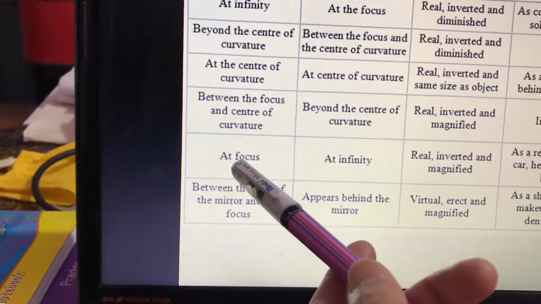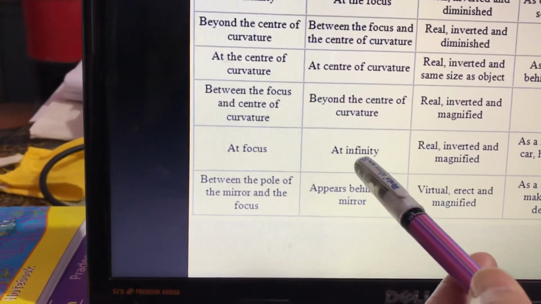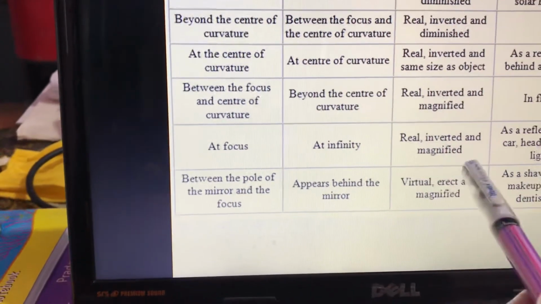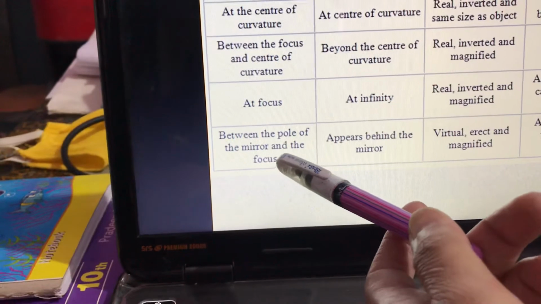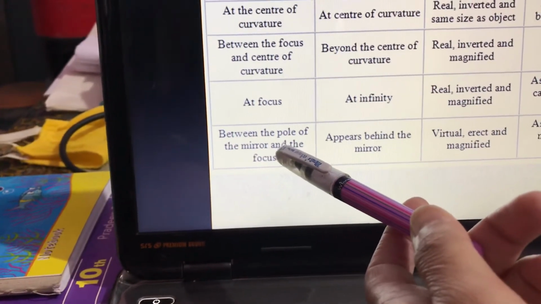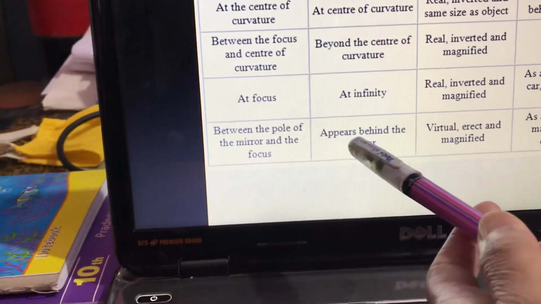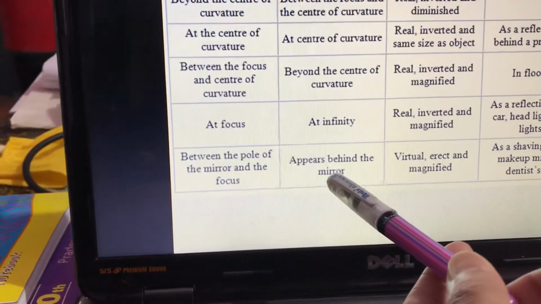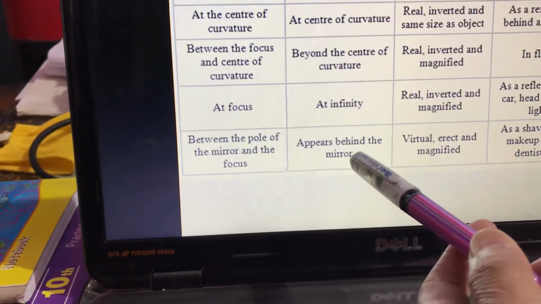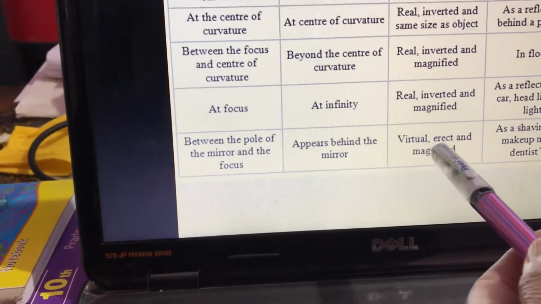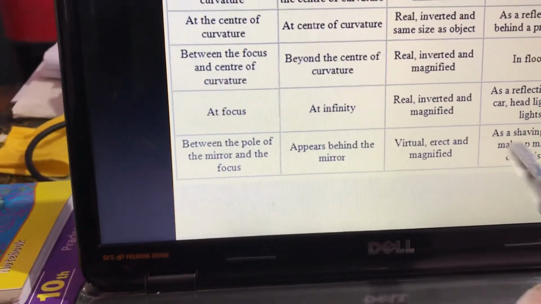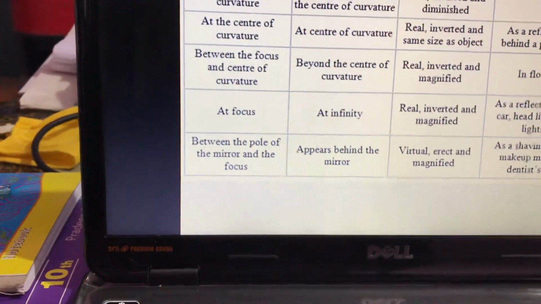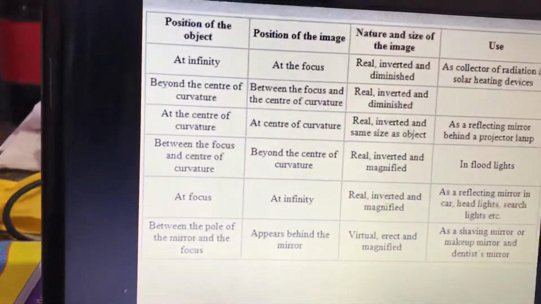Then at focus, the image would be at infinity, real, inverted and magnified. Between the pole and the focus, means very close to the mirror, the image would be behind the mirror, right? So it cannot be seen on a screen, and it would be virtual, erect and magnified, right? So we'll see how to draw the ray diagrams.